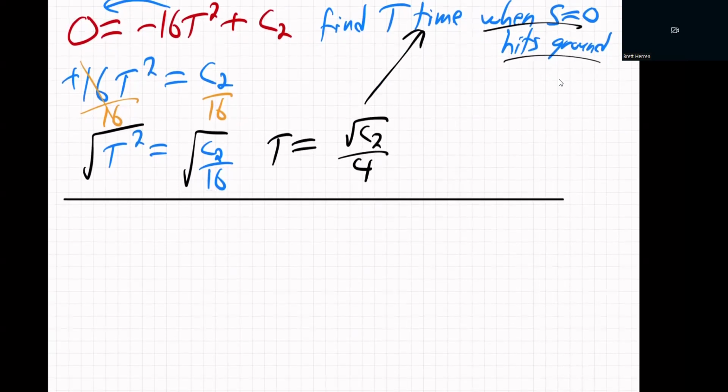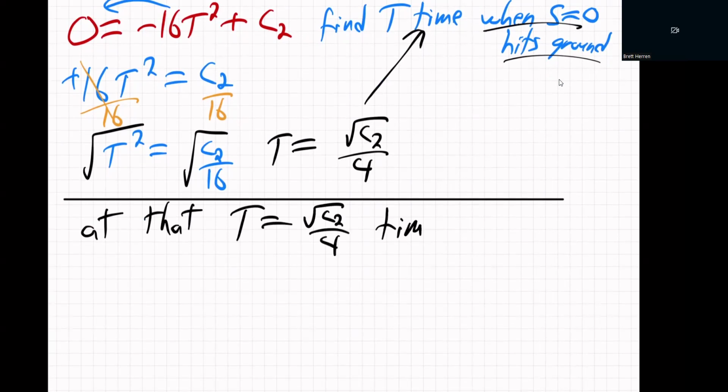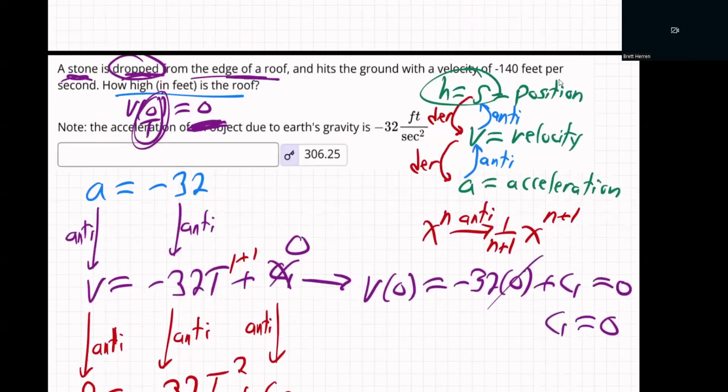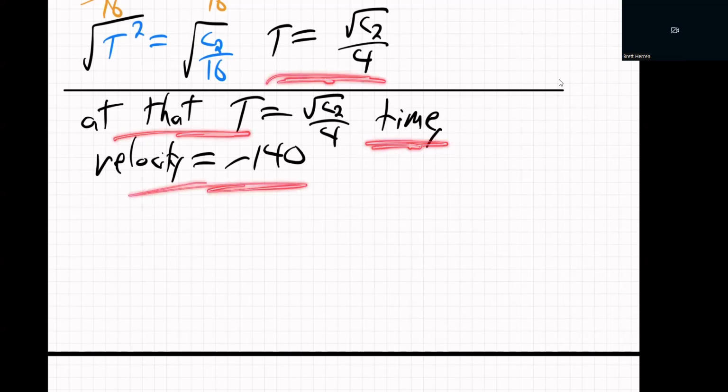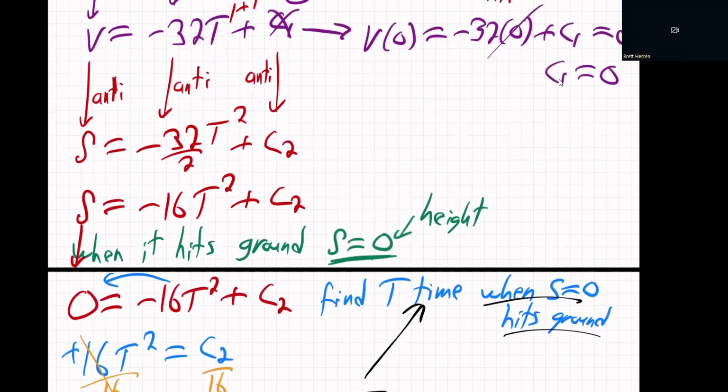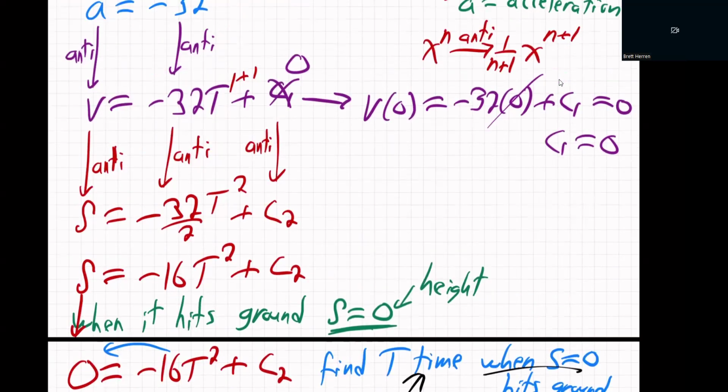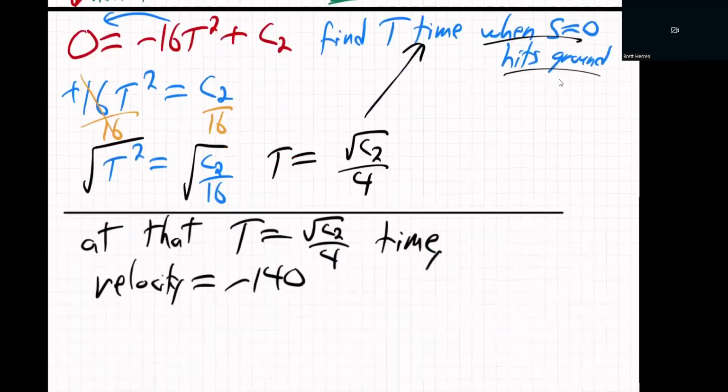Okay, so what? At t equals the square root of C2 over 4, the velocity when it hits the ground is what they tell me. They told me it hits the ground with a velocity of negative 140. So at that time, which is when it hits the ground, the velocity is negative 140. So I grab the velocity function now. Where's the velocity function? Right here: minus 32t plus 0, so just minus 32t. That's the velocity function.